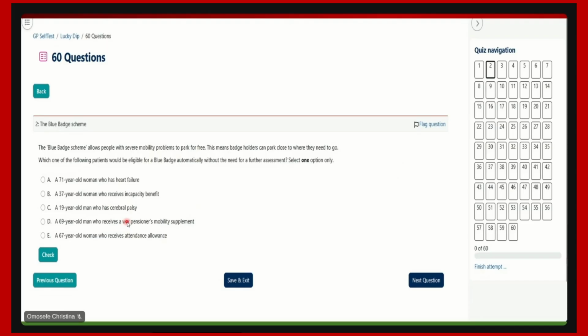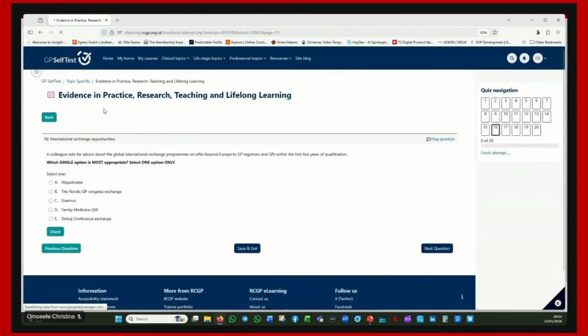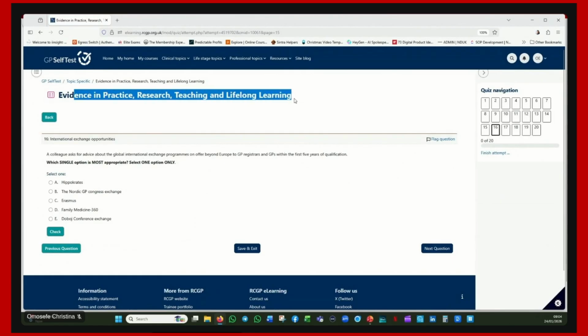Towards 6 months, 2 to 3 months before your exam, you now need to start timing yourself to start picking up the speed of answering these questions. So this is just an example of what your GP self-test looks like. This is the real one, I believe. Yeah, just showing you a demo of it. So it's in your RCGP account, and you can, oh, so slow. Yeah, there we go. So you just keep moving. International exchange. So I've picked it up. That's only giving me statistics, lifelong learning.